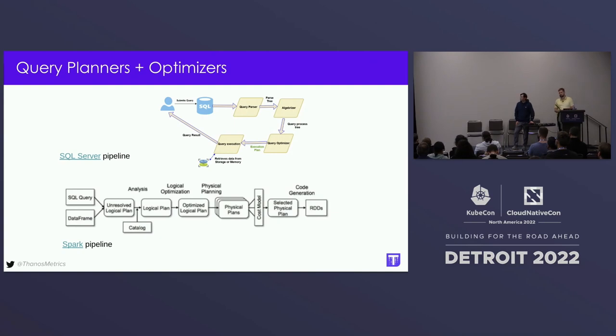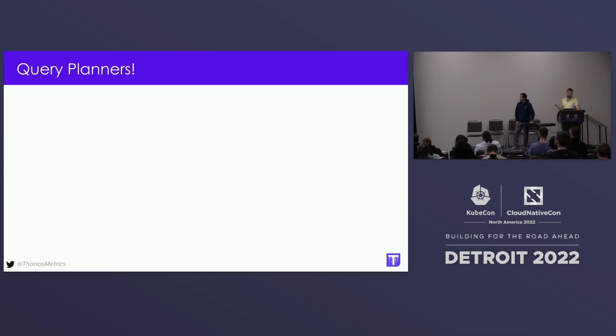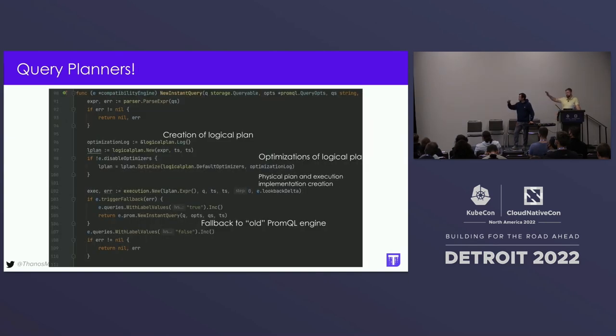We never had this before, right? And this is a good opportunity to add those things where we can do informed optimizations. So this is production, well, this is the PromQL engine code. We literally already did that. We create a logical plan. We optimize the logical plan. We then add a physical plan and optimize that as well.